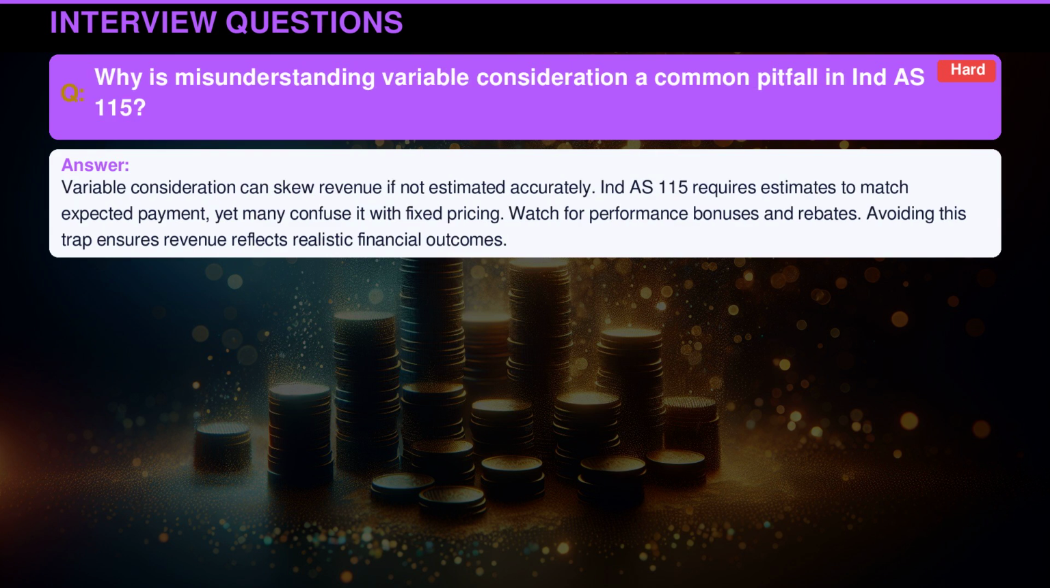Variable consideration can skew revenue if not estimated accurately. Indian Accounting Standard 115 requires estimates to match expected payment, yet many confuse it with fixed pricing. Watch for performance bonuses and rebates. Avoiding this trap ensures revenue reflects realistic financial outcomes.